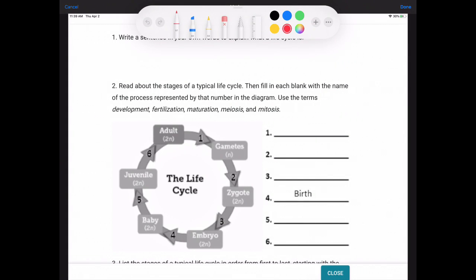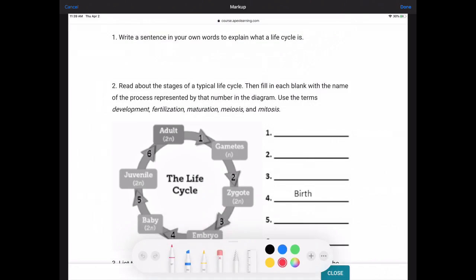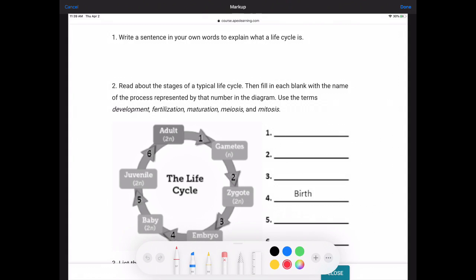Okay, let's go over study guide 10.2.1. So this is the study guide that you had last week. Write a sentence in your own words to explain what a life cycle is. So a life cycle, there we go. A life cycle is a series of stages of growth, development, and reproduction.